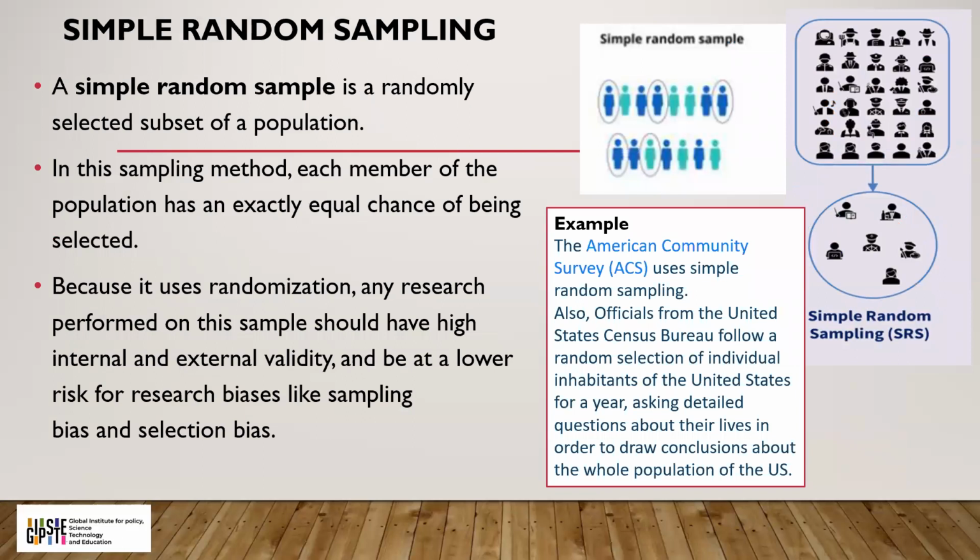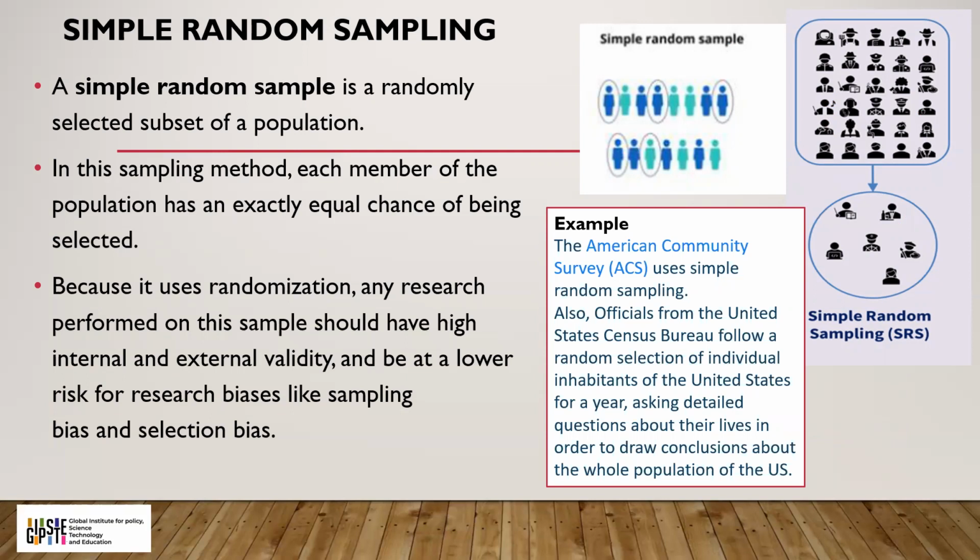A simple random sample is a randomly selected subset of the population, because anytime you are taking a sample, you draw it from the entire population. In this sampling method, each member of the population has an exactly equal chance of being selected. It is unbiased. Because it uses randomization, any research performed under this sample should have high internal and external validity, okay, and be at a lower risk for research biases like sampling bias and selection bias, okay?